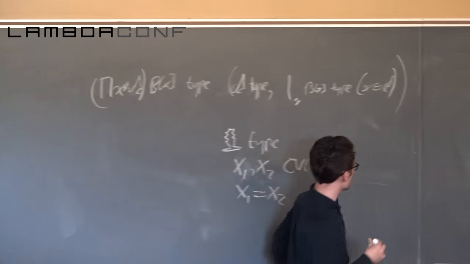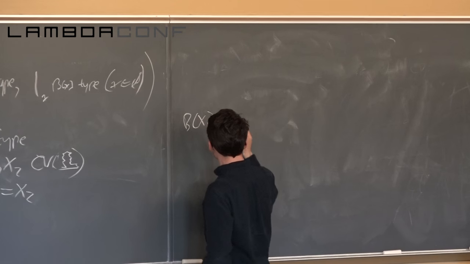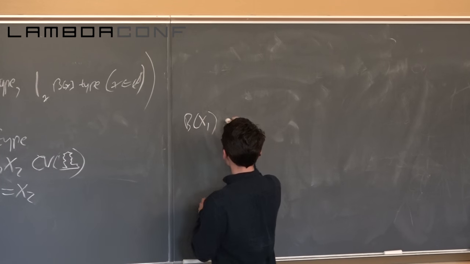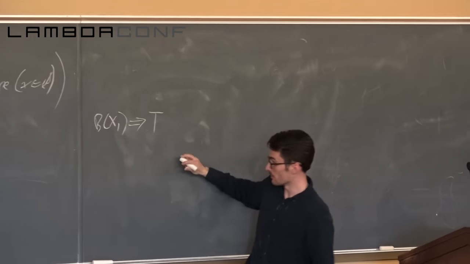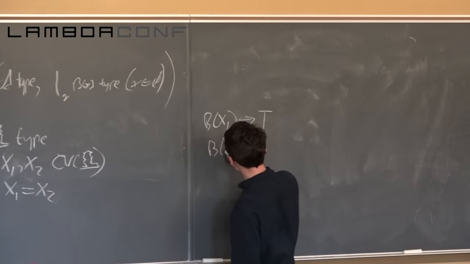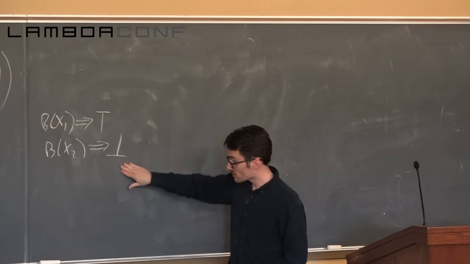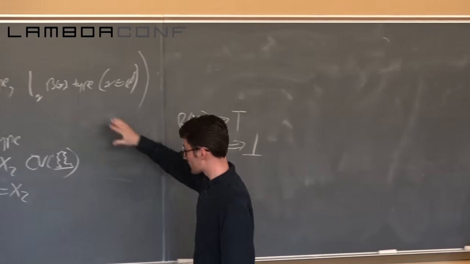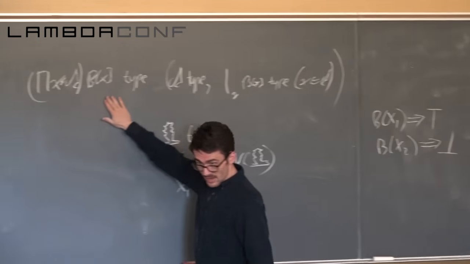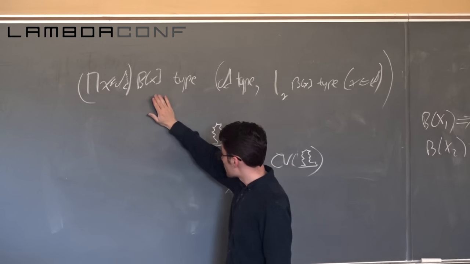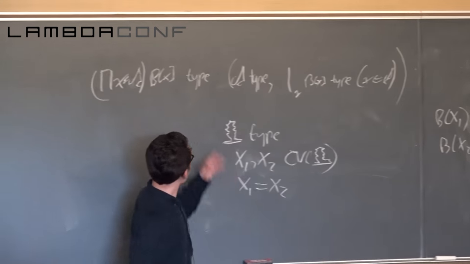If I were to do this, then I could define a B such that B of x1 reduced to top, or true, and B of x2 reduced to bottom, or false. And if I did this, then I could inject this B as the family in this dependent product that is phi root over A. And if I did that, then I would have a non-functional pi type.